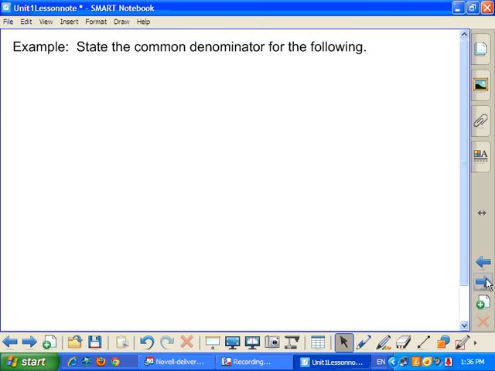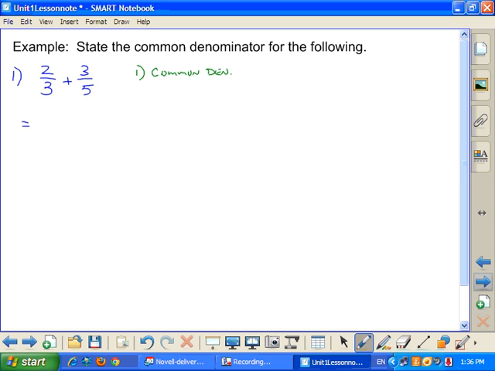So here we go. If I ask you to add or subtract, in this case I'm going to go with 2/3 plus 3/5. I'm going to work down. So we need to find a common denominator. So off to the side here, common denominator. What is the common denominator? So what will 3 and 5 both divide evenly?